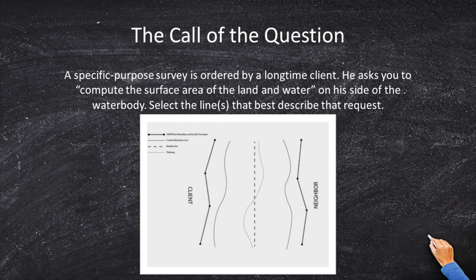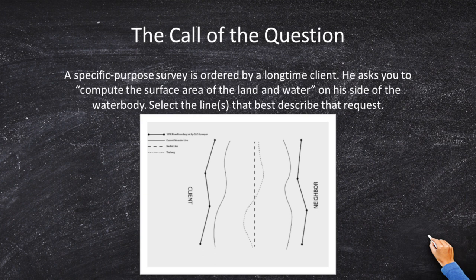The call of the question says, a specific purpose survey is ordered by a longtime client. He asks you to, quote, compute the surface area of the land and the water on his side of the river. Now, what does that really mean? It's basically saying, how many square feet does he have on land? How many square feet does he have under the water? And what is the total size of his holding? But we're not asking to do that. It says here, select the lines that best describe that request.